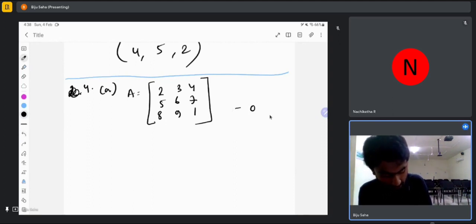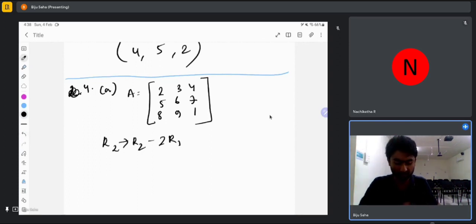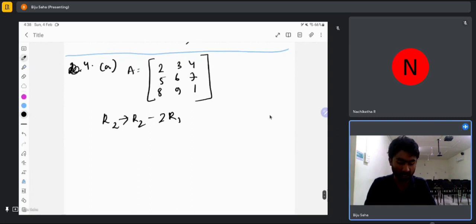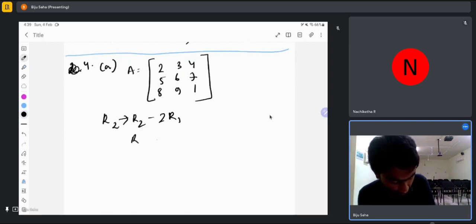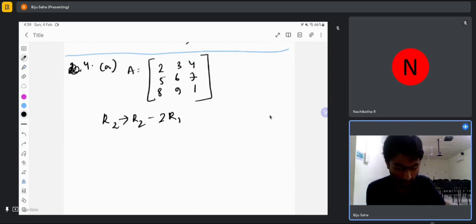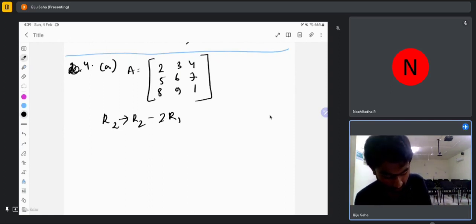So what you can do is change the second row as follows. This is an elementary row operation. I'm just adding a multiple of another row to a row. I'm adding minus 2 of R1 to R2. This is a valid elementary row operation. You just can't perform any kind of row operation; only the allowed row operations can be used in this scenario.